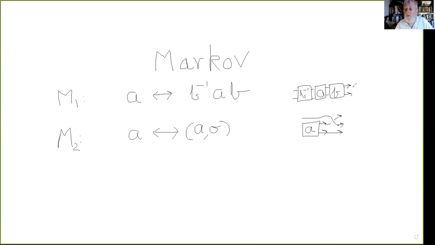And if I close them up to make a knot diagram, then I think you can see that they represent the same knot. I can carry B all the way around here, it comes back here, cancels with B inverse, and we just get A. So that's pretty clear. With this one, we close it up here, and we close this up here, and this one here.